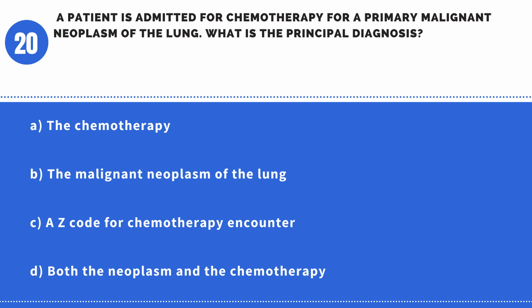Question 20. A patient is admitted for chemotherapy for a primary malignant neoplasm of the lung. What is the principal diagnosis? A. The chemotherapy. B. The malignant neoplasm of the lung. C. A Z code for chemotherapy encounter. D. Both the neoplasm and the chemotherapy.